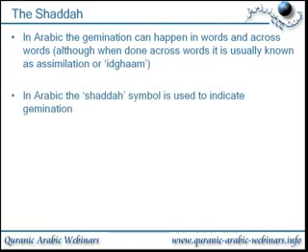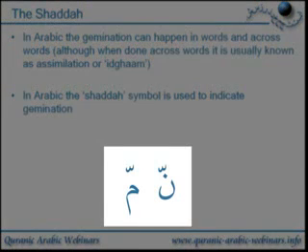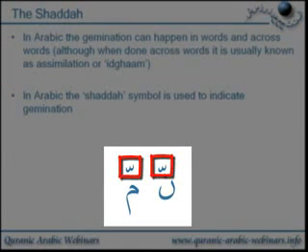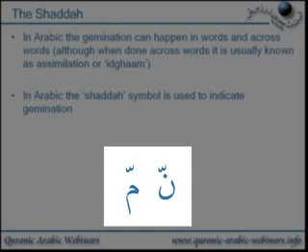In Arabic, the Shaddah symbol is used to indicate gemination. And here we have two letters, the Noon and the Meme. Both of them, just above them, you see the little sort of W, and that in Arabic is known as the Shaddah. And the Shaddah in Arabic is indicating that gemination is going to be taking place.